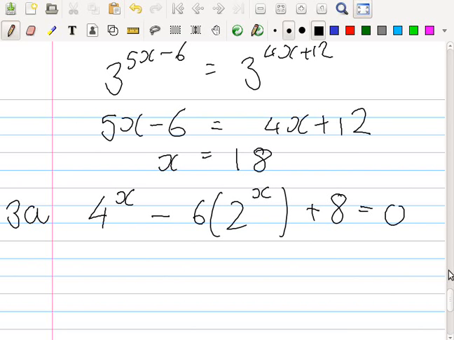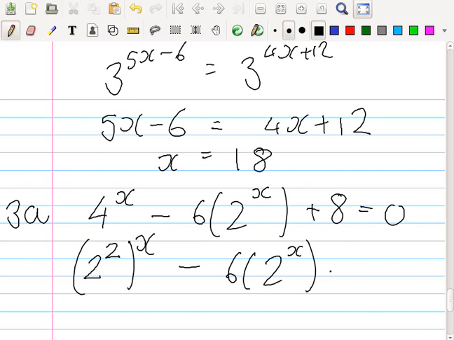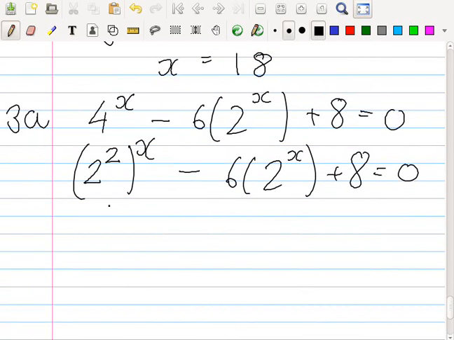Right, just like before, first problem is that you have a 2 power x and a 4 power x, so we should change which one? The 4. So what's 4? 2 squared power x minus 6 times 2 power x plus 8 equals 0. But to make it extra clear, rather than writing 2 power x like this, instead I'll write it like this. Now, of course, that's exactly the same because 2 times x is the same as x times 2.